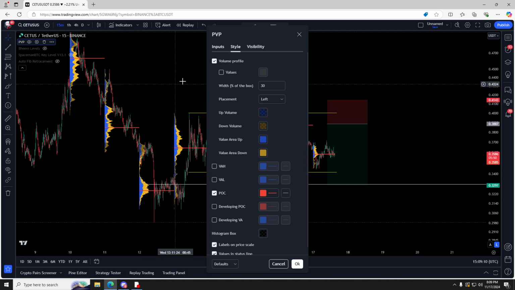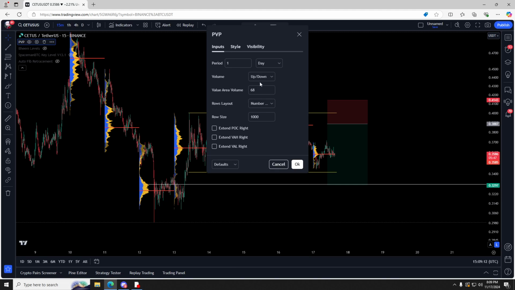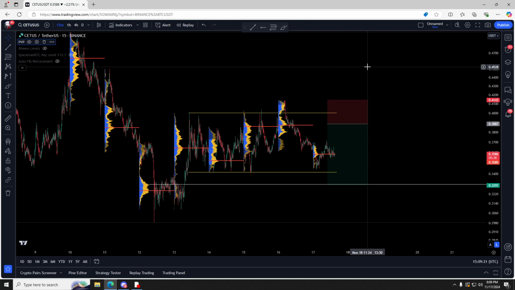The width is 30. You can adjust the settings, but let these remain the same. These have been the same for me for the past 3 years, and the results are obviously on Twitter for the consistency in trades. Okay, so one more tip for you guys.